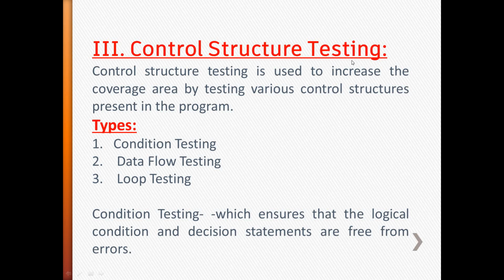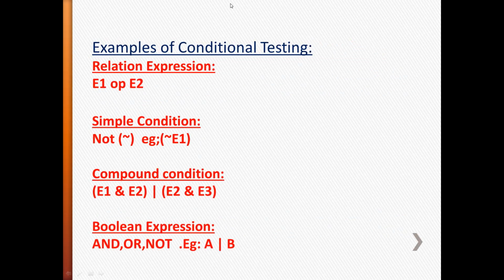Third one is control structure testing. Control structure testing is used to increase the coverage area by testing various control structures present in the program. It consists of the following types: conditional testing, data flow testing, and loop testing. Condition testing ensures that the logical conditions and decision statements are free from errors.